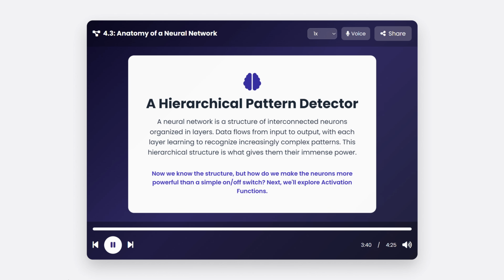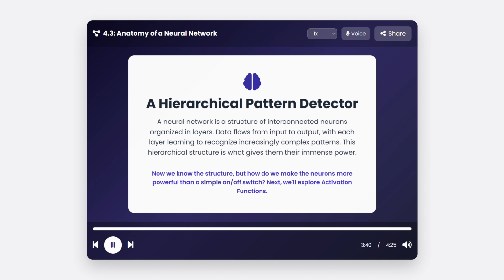So there you have it, the complete anatomy. A neural network is a system of simple neurons organized in layers. Data flows forward, from the input layer, through the computational hidden layers, to the output layer, which provides the answer. This hierarchical structure allows the network to learn simple patterns in the early layers and combine them into incredibly complex concepts in the later layers.